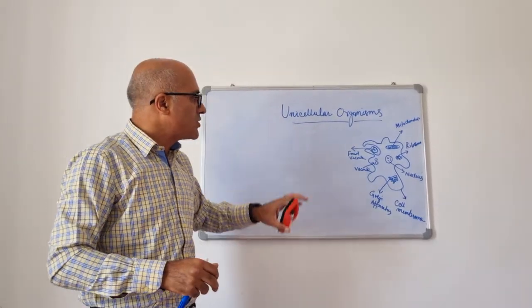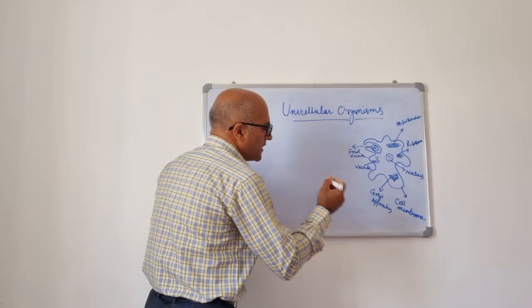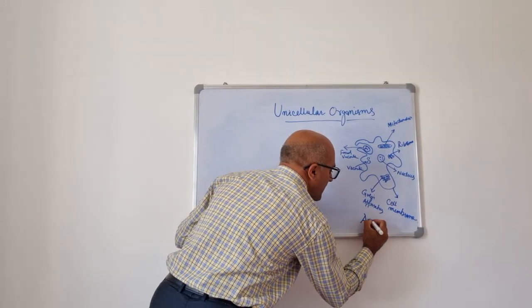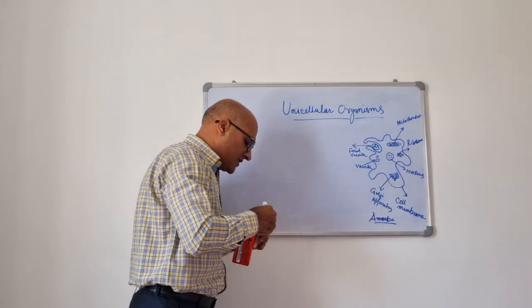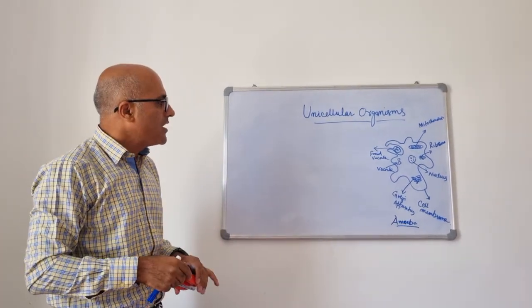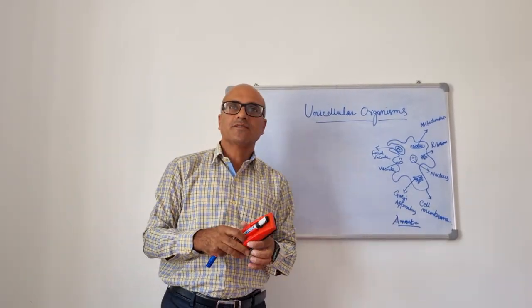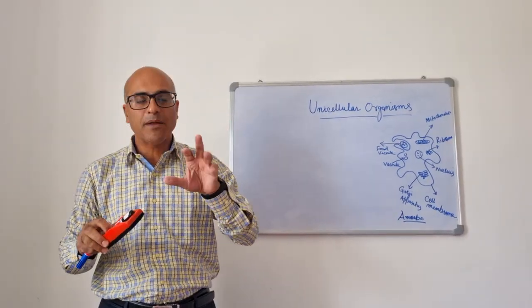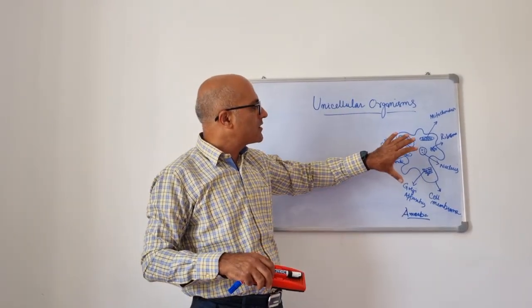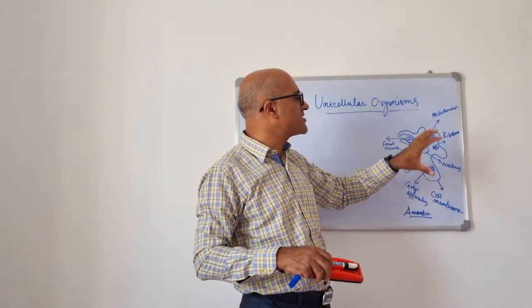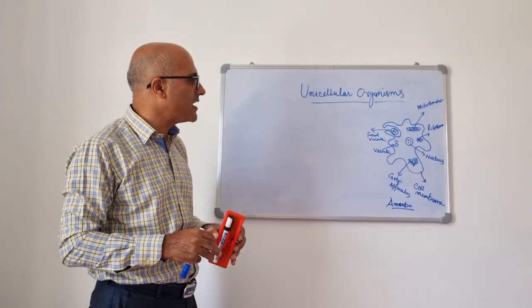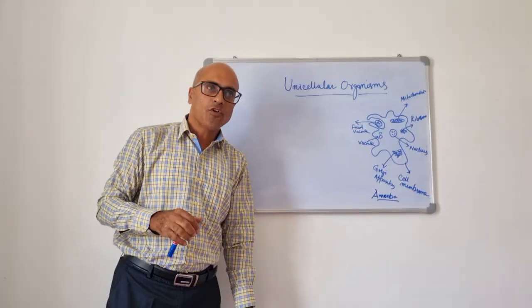Okay, we will take an example here. I have just made a diagram of an amoeba, okay? This is a unicellular organism. In all unicellular organisms, which are made up of a single cell, there are different structures inside the cytoplasm of the cell. These structures are called organelles.